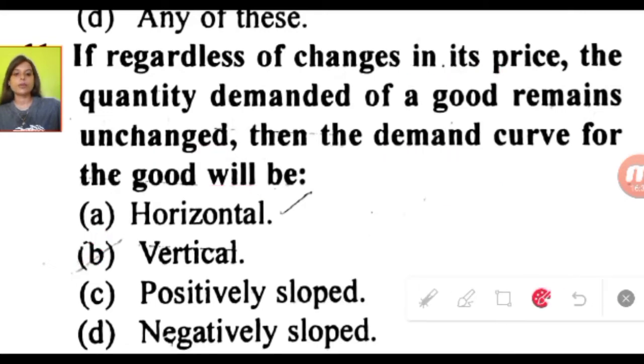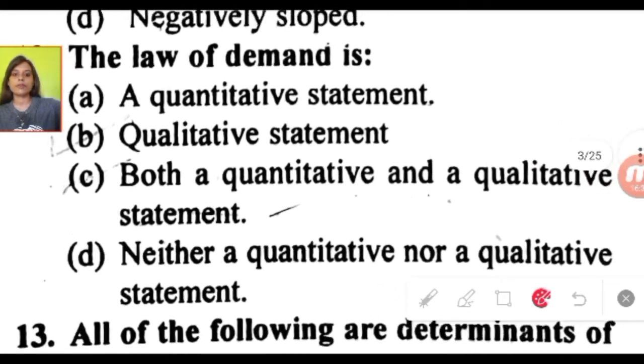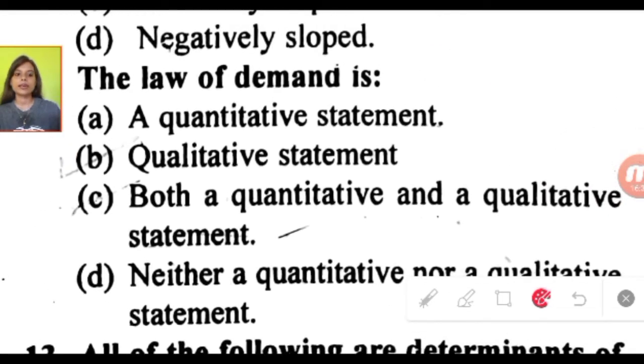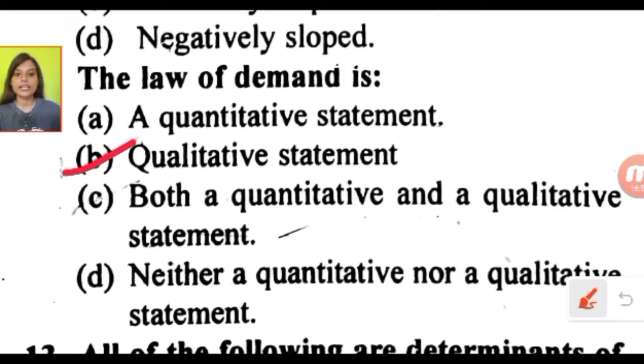Moving over to the next question, that is number 12. The law of demand is what? The law of demand is a qualitative statement, as it only explains the trend of the law of demand. And tendency is always treated as a qualitative statement.